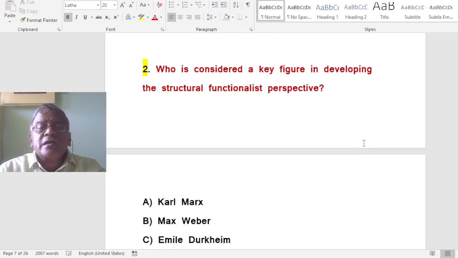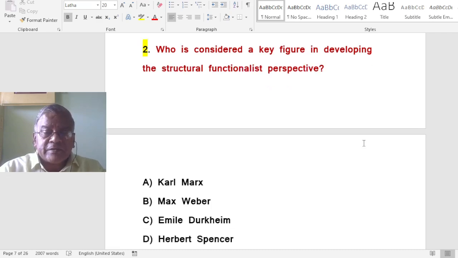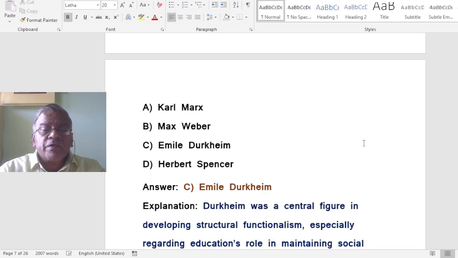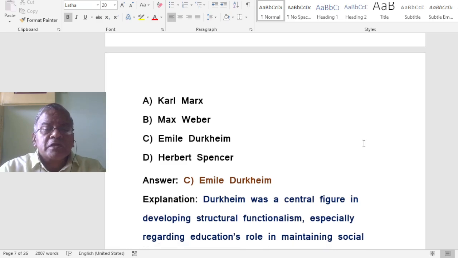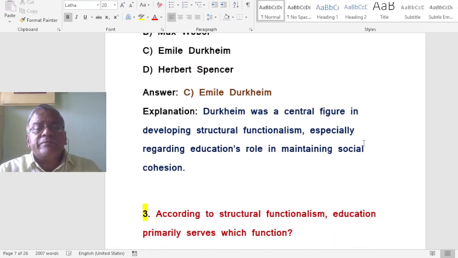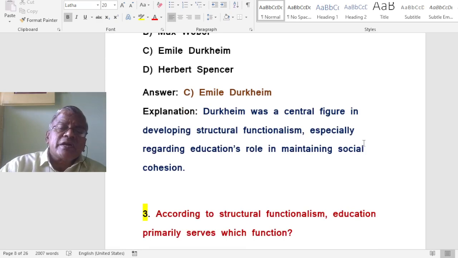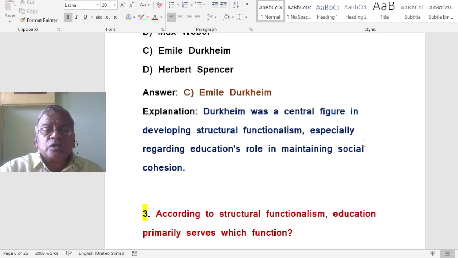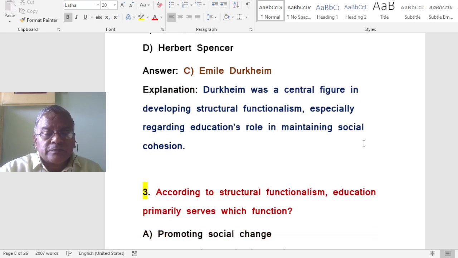Who is considered a key figure in developing the structural functionalist perspective? Karl Marx, Max Weber, Emile Durkheim, Herbert Spencer. Emile Durkheim. Durkheim was a central figure in developing structural functionalism, especially regarding education's role in maintaining social unity or social cohesion.